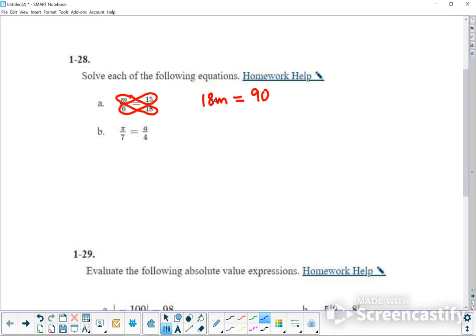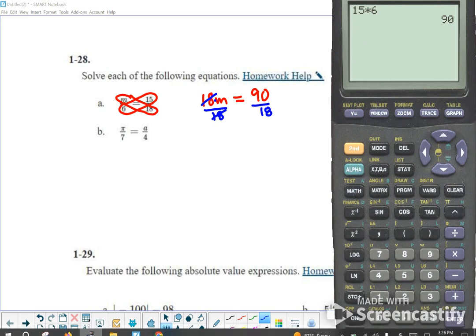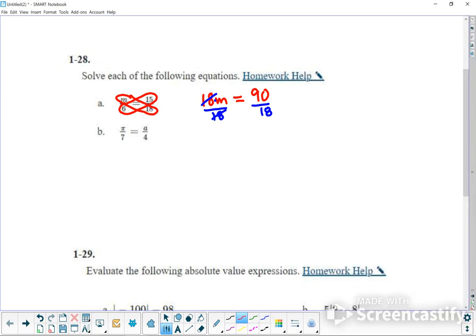Some of you may already know this, and you can think about it or do guessing and checking, but I'm going to do solving. I'm going to take out the multiplication by 18 by dividing by 18. So we want to do the opposite, or the inverse operation. So we're going to do 90 divided by 18. That gets us 5. So our m equals 5.